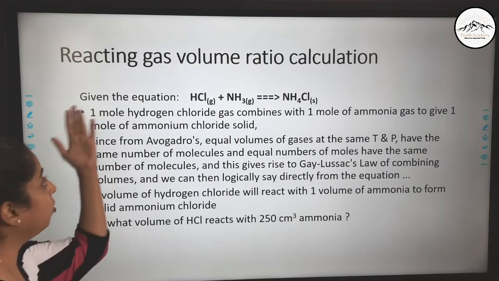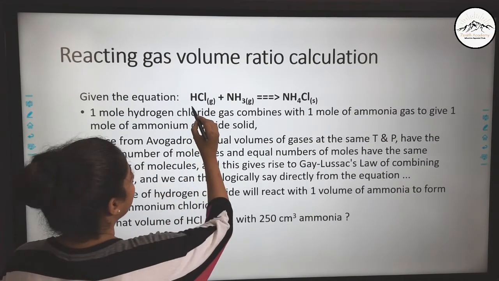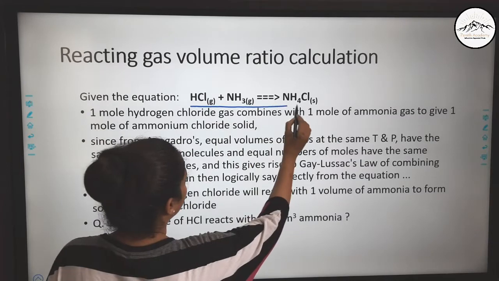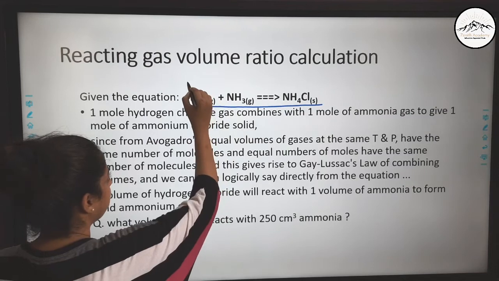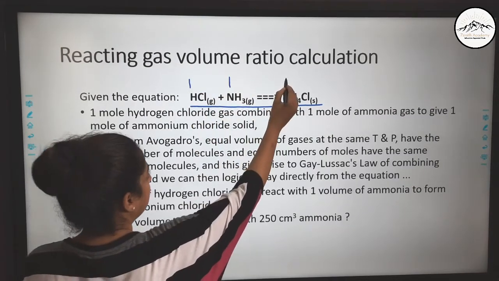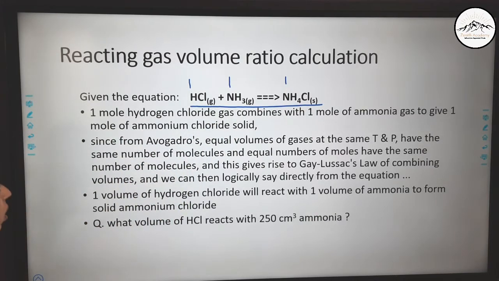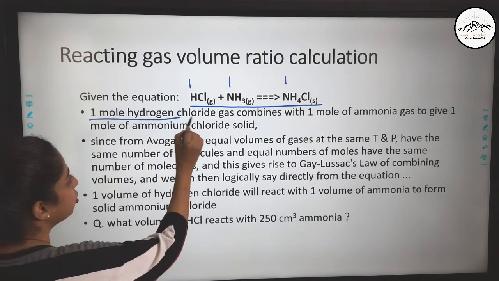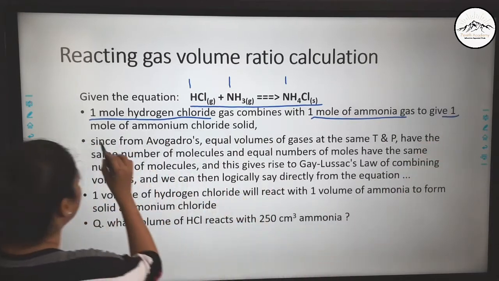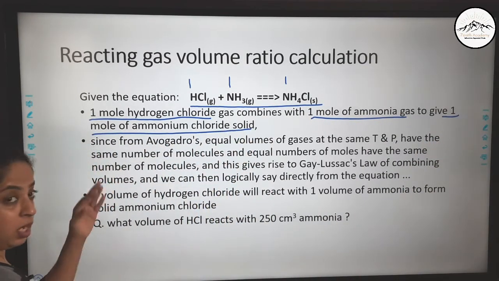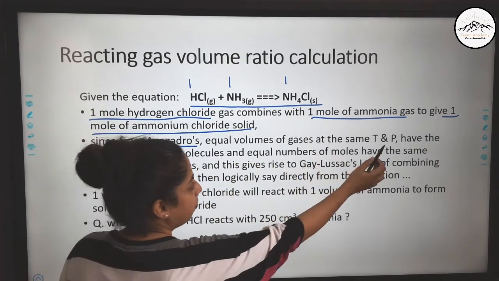So now let's talk about the reacting gas volume ratio calculations. So suppose you are given this equation that HCl is reacting with ammonia to form ammonium chloride. Okay. So here you can see what is the stoichiometric ratio? 1, 1 and 1. This is a balanced chemical equation and the stoichiometric ratio is 1:1:1. So you can say that 1 mole hydrogen chloride combines with 1 mole of ammonia gas to give 1 mole of ammonium chloride solid.